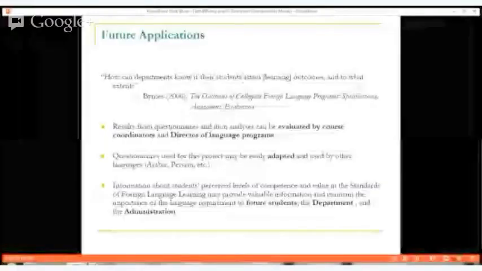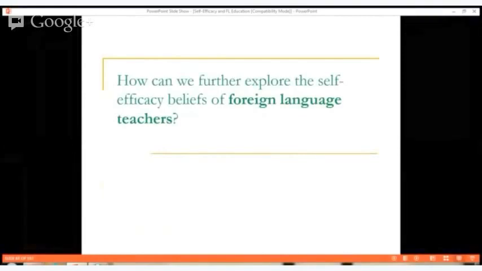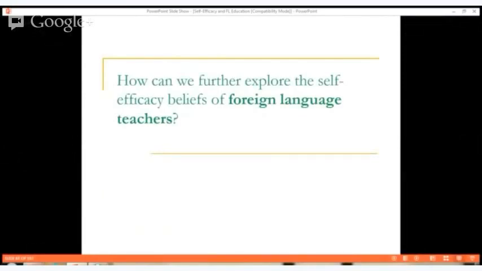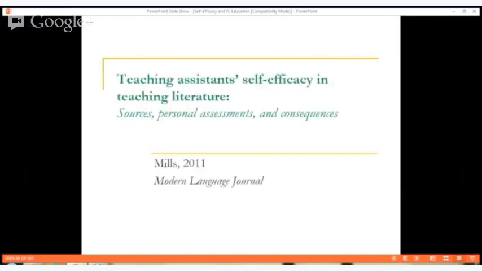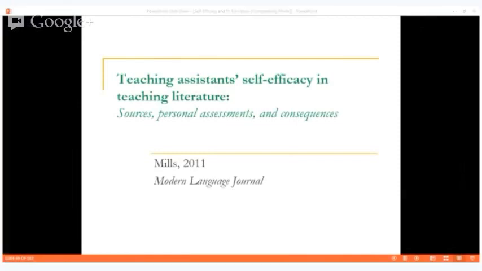So that's a second study, another example of how self-efficacy can be used in the foreign language classroom. And now, if we want to shift a little bit, how can we further explore the self-efficacy beliefs of foreign language teachers? I found this to be a very interesting realm of research. So I'm going to talk about a study called Teaching Assistant Self-Efficacy in Teaching Literature: Sources, Personal Assessments, and Consequences. This is a study from 2011 in the Modern Language Journal.